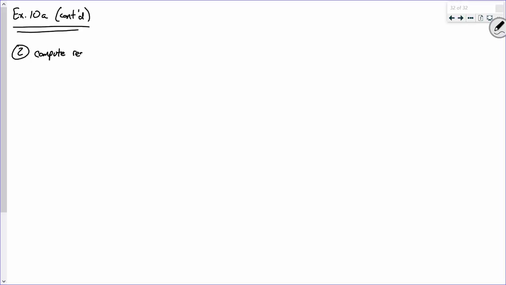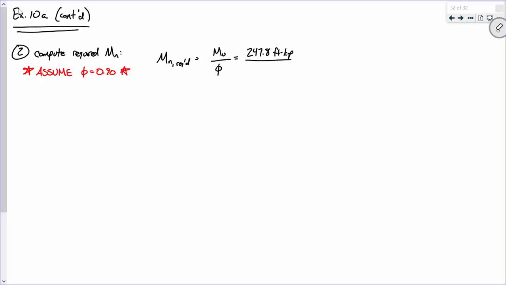So we are computing a required Mn, and we are assuming that. So Mn required is going to be taking an Mu value and dividing it by phi, which is 247.8 foot kips divided by 0.9, which is what? 275.33 foot kips. Now, right now, we're going to take this value and plug it in with a lot of f'c's and fy's and beam dimensions.